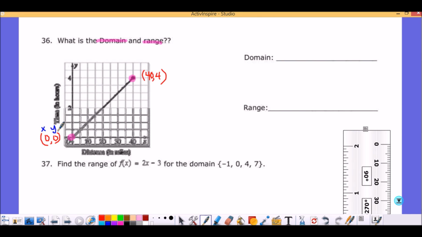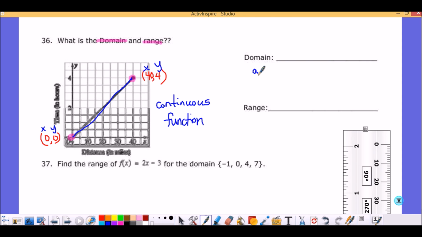So here's my x, here's my y, here's my x, here's my y. All right, so let's talk about this line here. Do you remember when we are connecting our two dots, this is actually called continuous. Remember, because it is a connected line. So if this is a continuous function, now we're going to look to see where my domain is.